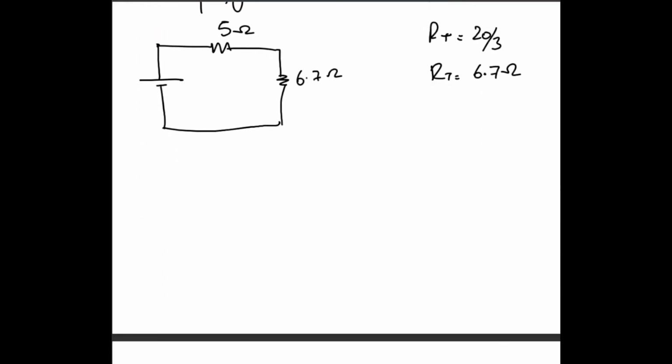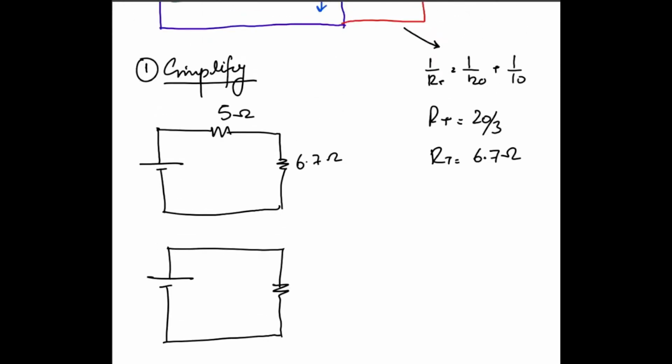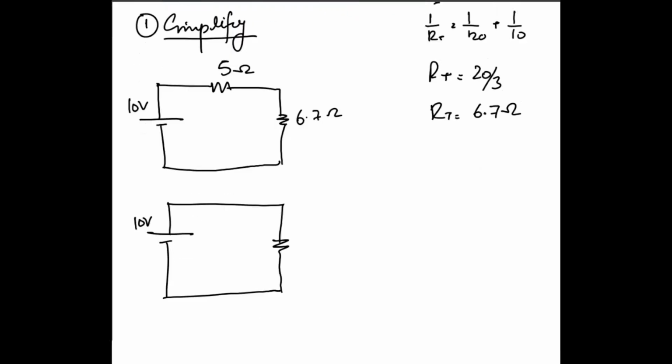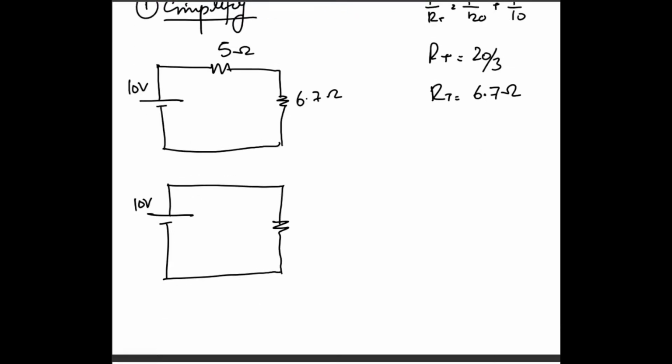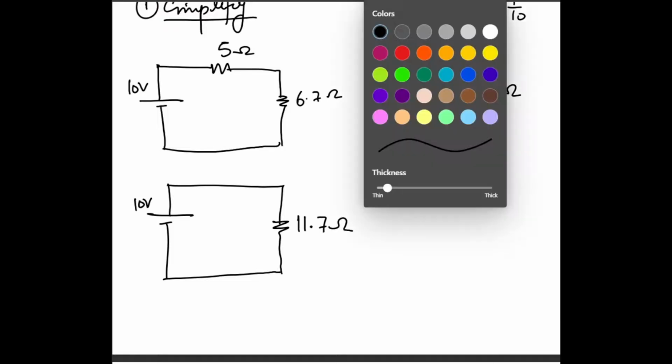So the next step would again be very simple. Now since both of them are in series, I can consider them as a single resistor like this one. So let's say that this is still a 10 volt battery. Now I'll simply add them together. So what do I get? I get 11.7 ohms of resistance.